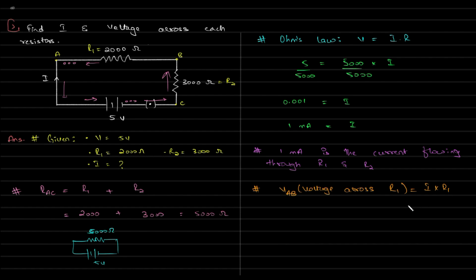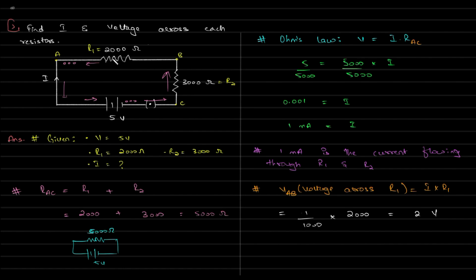I into R1. We're not looking at equivalent resistance, right? We're looking at just the resistance R1. So this we can write as RAC, if you guys want to be more specific. So VAB is equal to current through it, 1 by 1000, into resistance, 2000. So basically this is 2 volt. Does that make sense? Right.